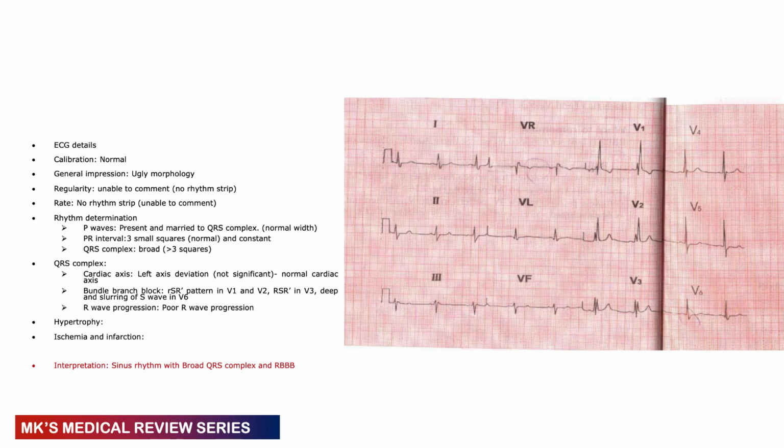So what do we have on this ECG? Number 1, we have a sinus rhythm. Number 2, we have broad QRS complex. Number 3, we have a right bundle branch block. So most likely this patient just had an isolated right bundle branch block. As we can see, even the cardiac axis is pretty normal and not so significant.